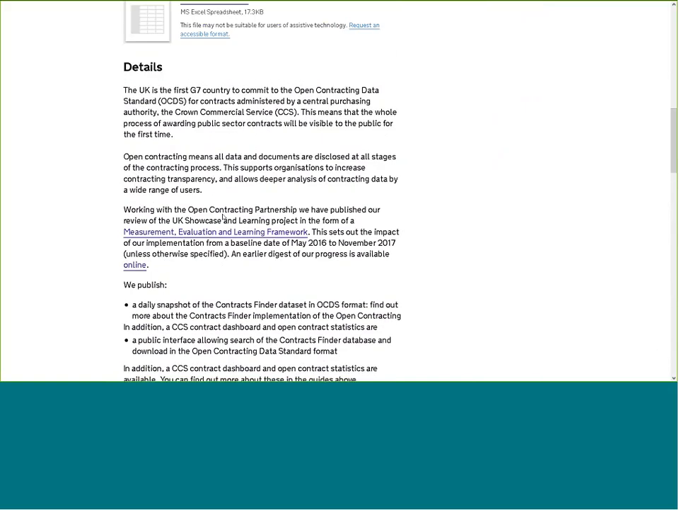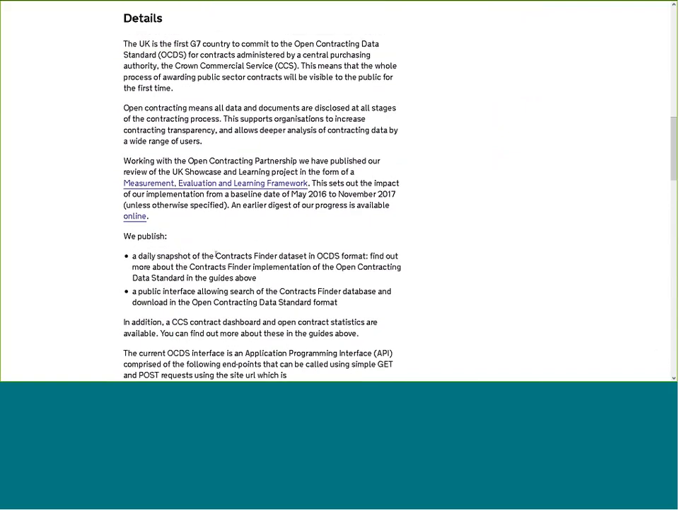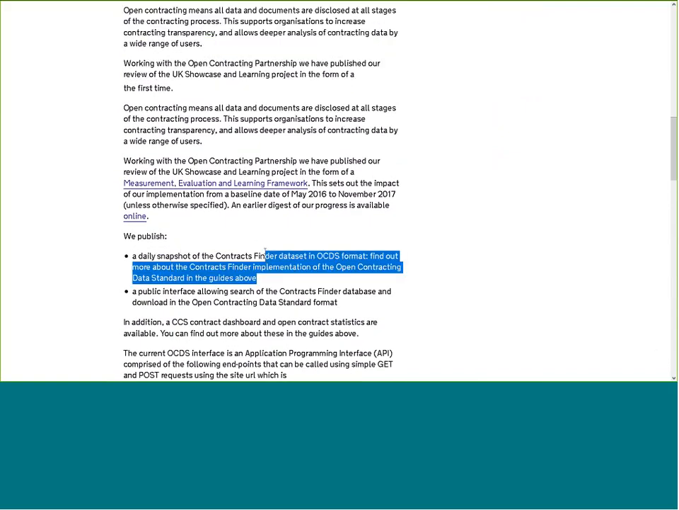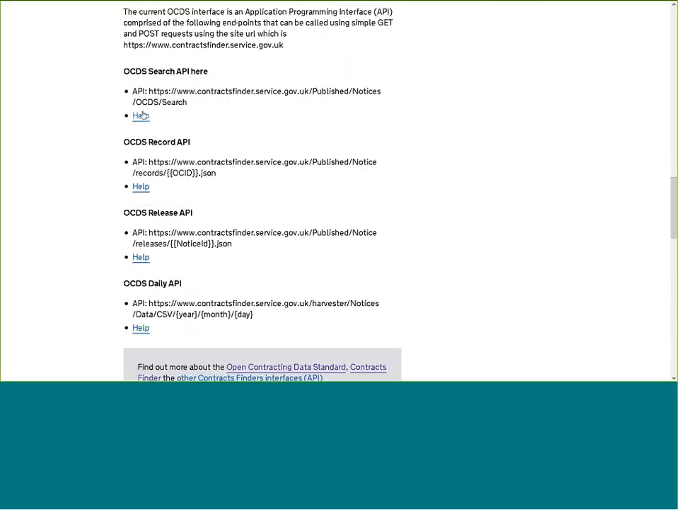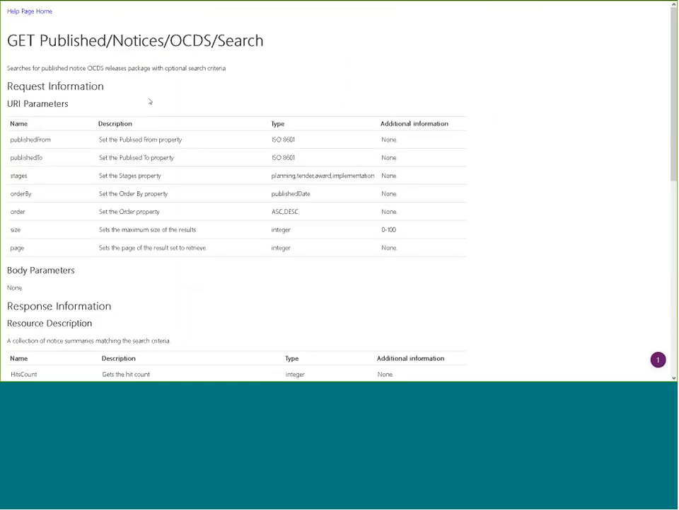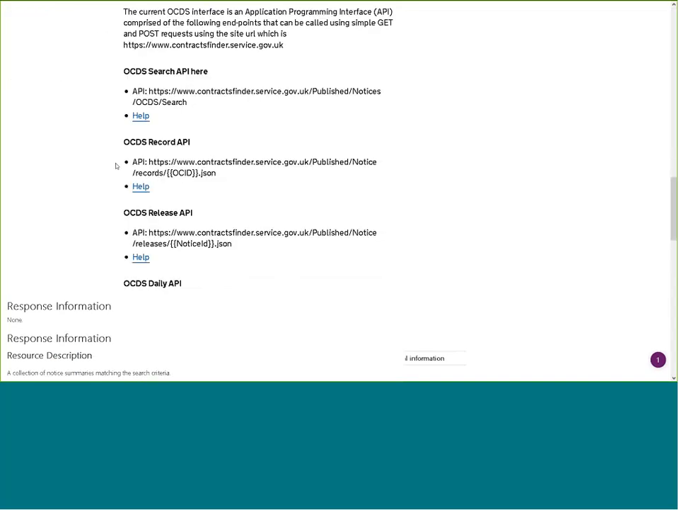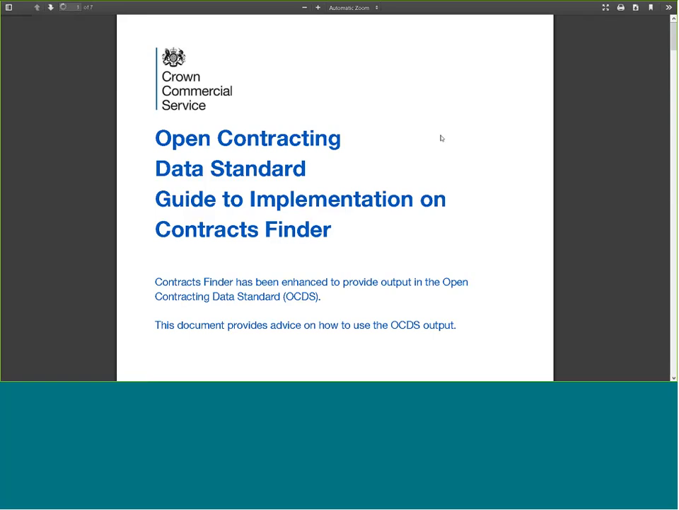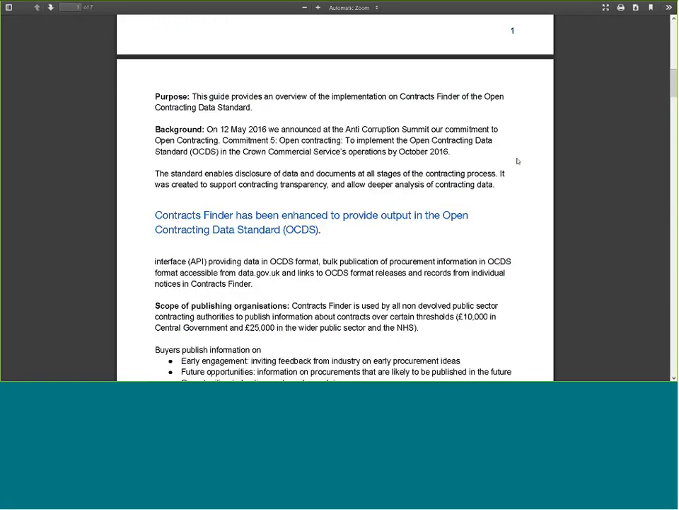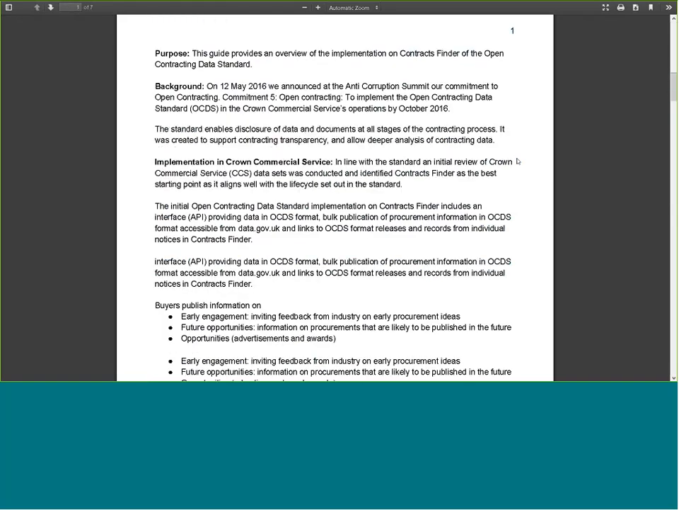But the other thing to highlight here is, as we recommended, we've got the information about all the different ways in which the data is published, so the daily snapshot, the API interface, documentation for the API. So it's kind of a central point for all the information users need to interact with the data, so that's really, really useful. And then there's a kind of 7-page publication guide here, which gives more of that kind of introduction and scope information.